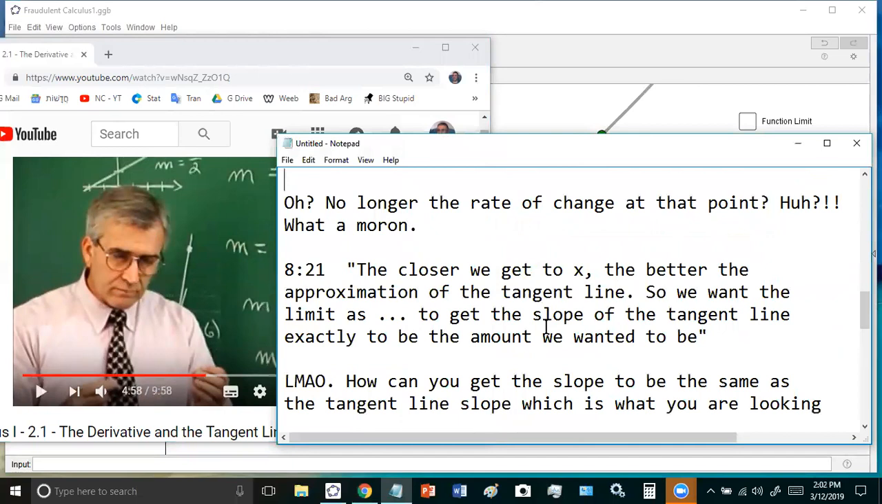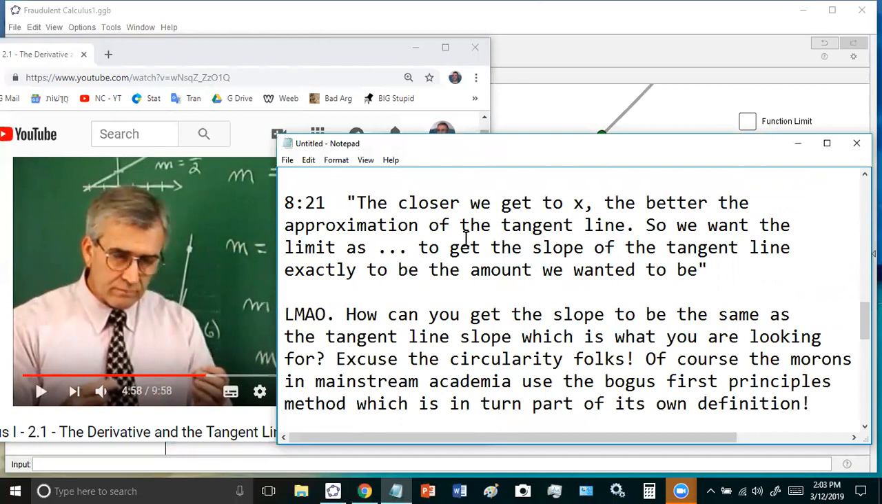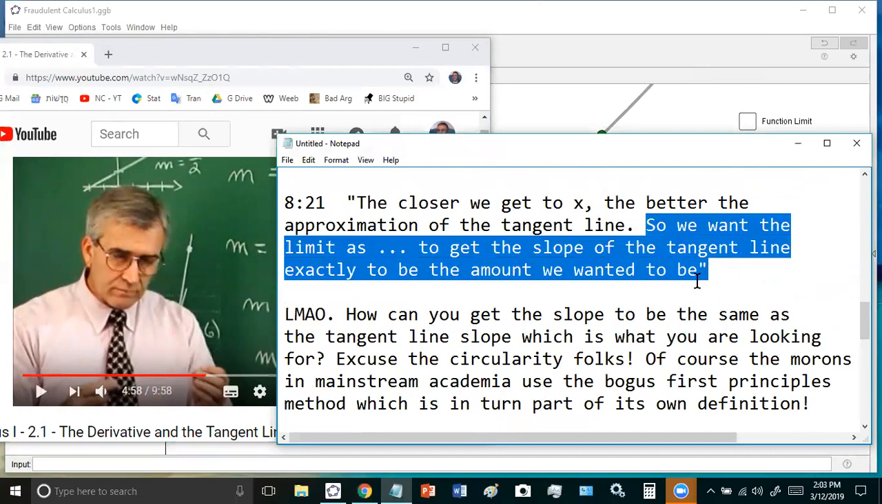It's a myth, it's an illusion. And at 8:21, 8 minutes and 21 seconds, it says, the closer we get to x, the better the approximation of the tangent line. Yeah, that's what I was describing to you at the start of the video. So we want the limit. Now, this is the crazy part. So we want the limit as ... to get the slope of the tangent line exactly to be the amount we want it to be.